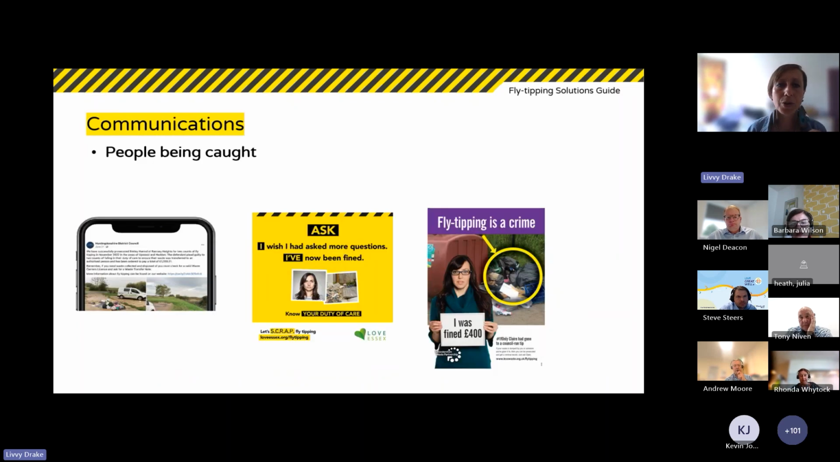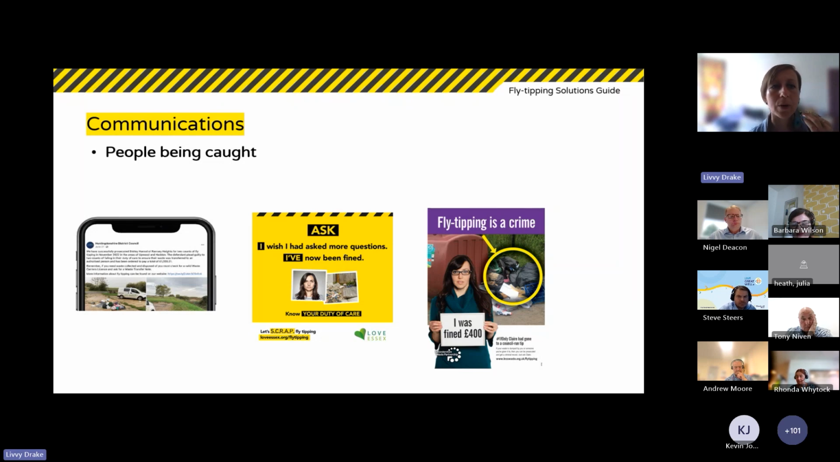The other thing that you can do around this, and reinforcing the idea of people being caught, is things like the posts. So these are more from not on social housing, but for local authorities, putting out a post saying this person is being investigated, with a picture of the waste.